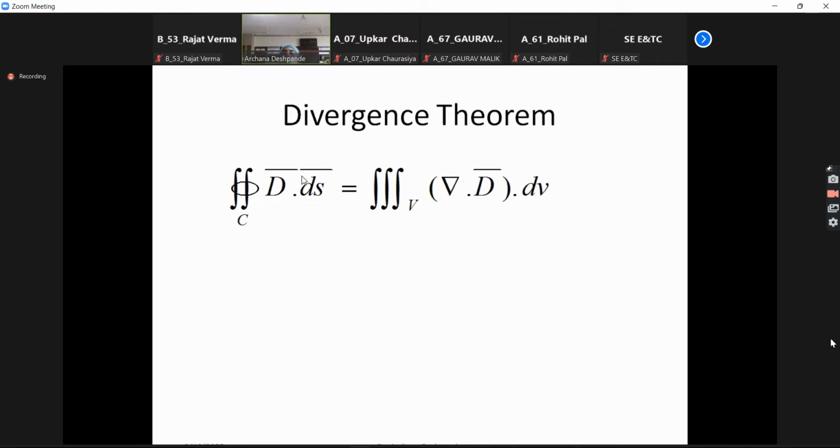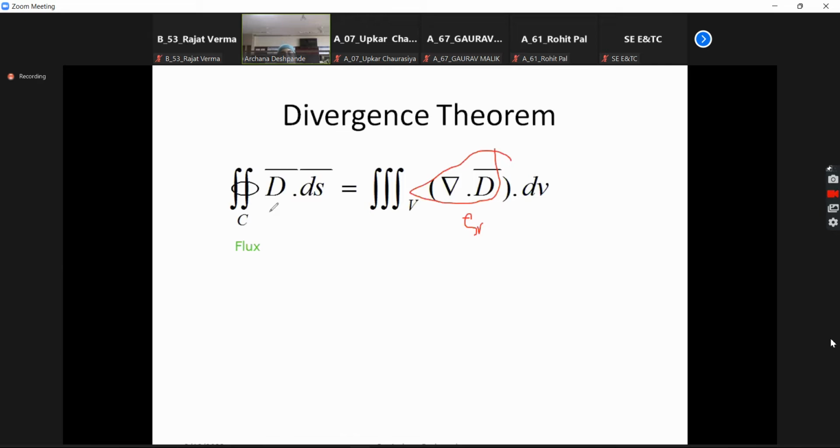So if you just pay attention, this is nothing but our Gauss law. Okay, so on the left hand side there is a double integration D dot dS, which is nothing but flux. And on the right hand side we are saying it is equal to triple integration. What is this? We have just seen this is your point form, and this is equal to rho v. So basically what you are calculating here is rho v dv, which is nothing but charge.